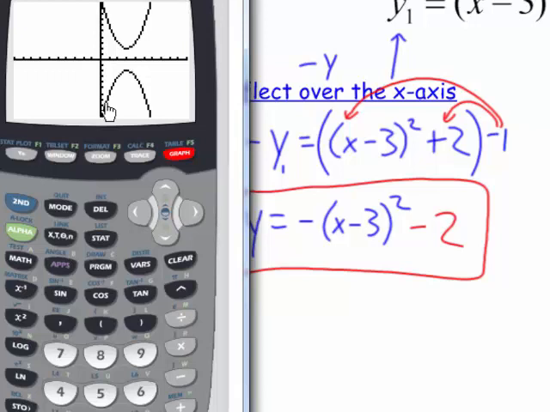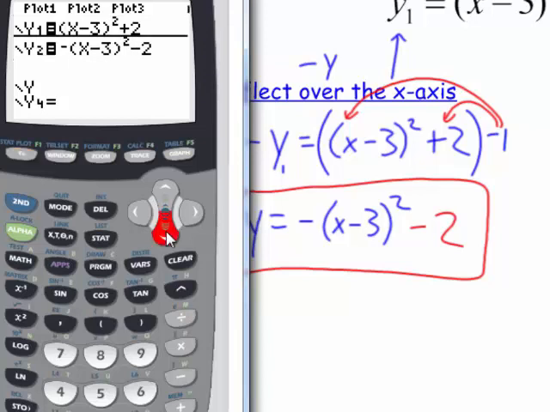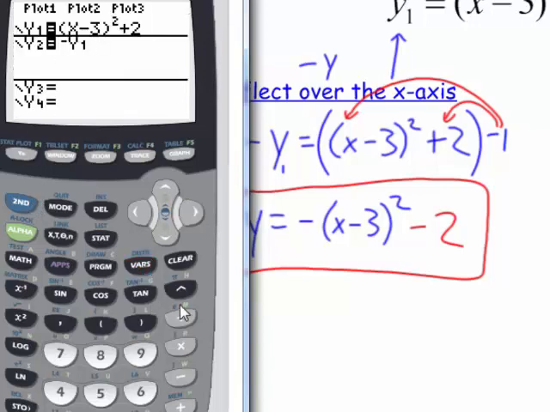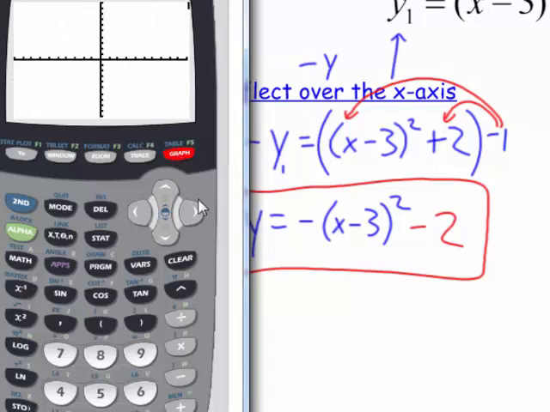We negated the y, or the whole equation. There we go. So here's my mirror, the x-axis. Perfect. So that worked out well. And remember, the other way to do that is to just negate y1. So I could go negative, Vars, Y-Vars, enter, enter. There we go. So it should do the exact same thing.